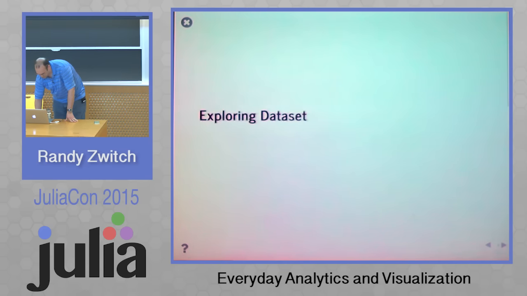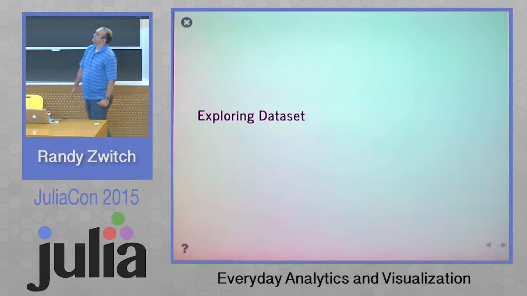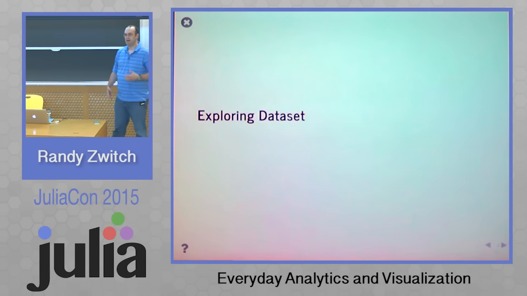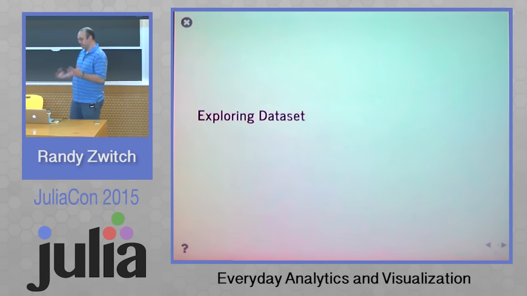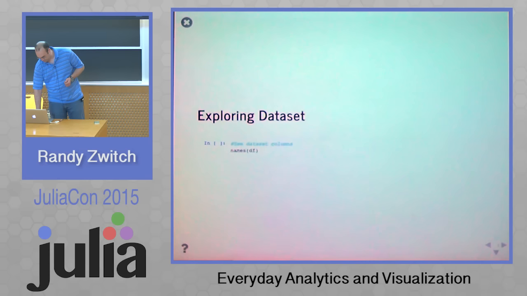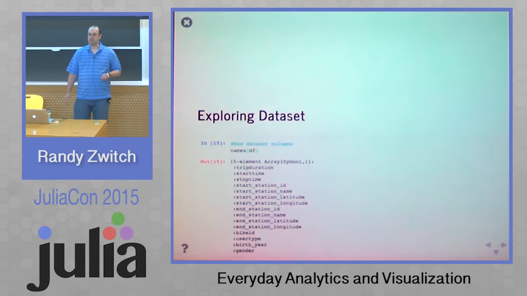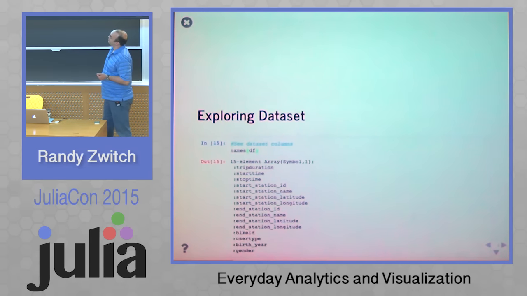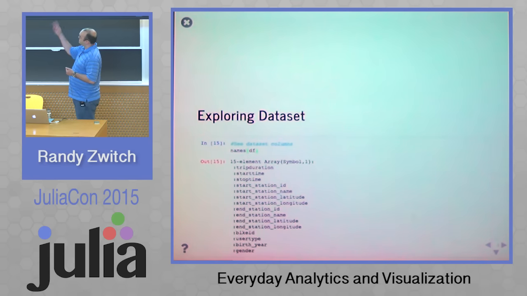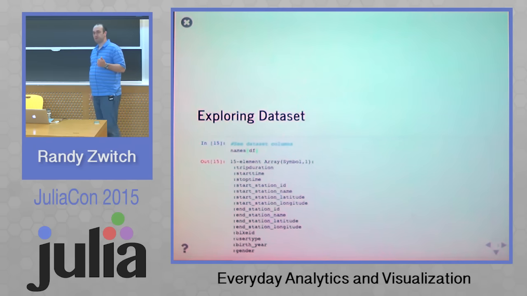Okay. So now if we want to go on and actually explore this data set, we're all set. We have one big table. Again, it has 15 columns in it. If we want to figure out what's in there, certainly we can use names. So again, like I said before, trip duration, the station where they started, latitude, longitude. And then the last three are actually the interesting ones: user type, birth year, and gender.